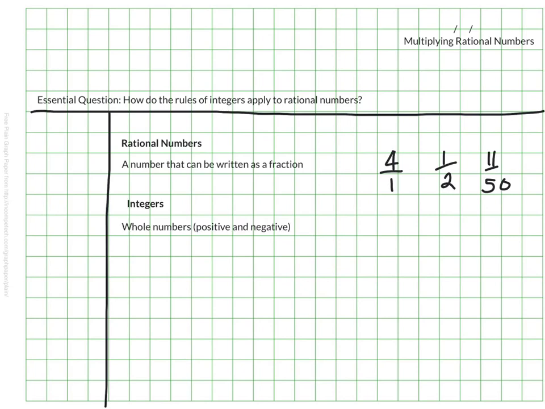Any of these are considered rational numbers. And while integers must be whole numbers, and that could be the whole numbers that are positive or their opposites, which are negative, rational numbers can be fractional amounts. And when we talk about fractions, it's important to remember the rules for multiplying and dividing fractions. After all, we've been spending a lot of time learning the rules for multiplying and dividing whole number integers.